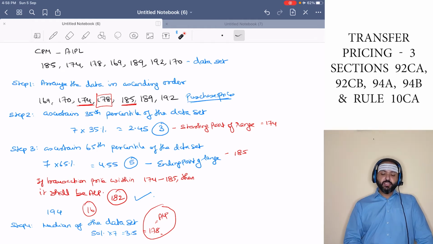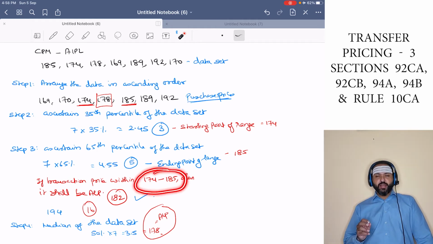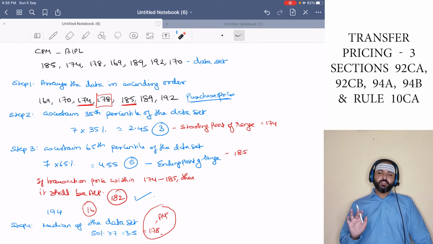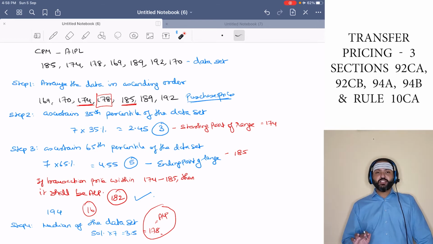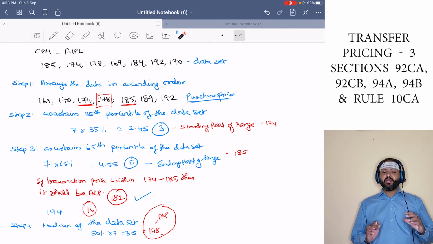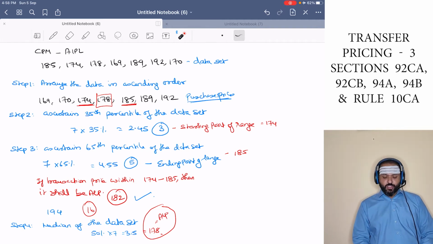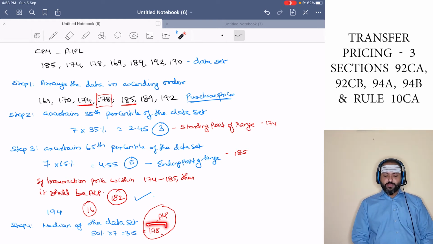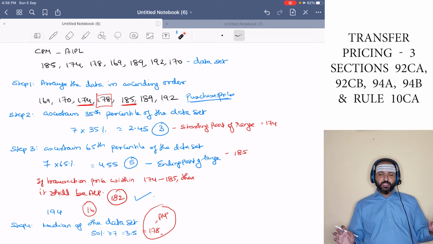If the transaction price is within the range of 174 to 185, the transaction price itself will be considered as what? It will be considered as the arm's length price. Suppose the transaction price is beyond this range, outside this range. Then what will we do? We will have to find the median of the data set. For example, in this question, the data set is 7 in number. The median of that is 50%, 3.5. Whether it is a whole number? No. Therefore, take the next number, that is 4, and that will be the arm's length price. So 178 will be the arm's length price.